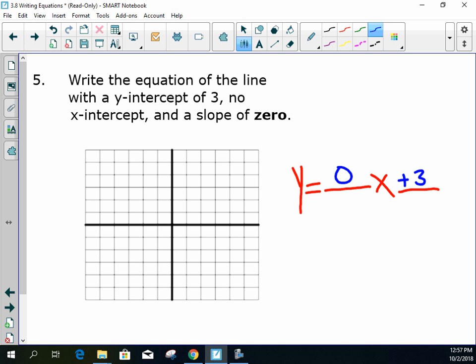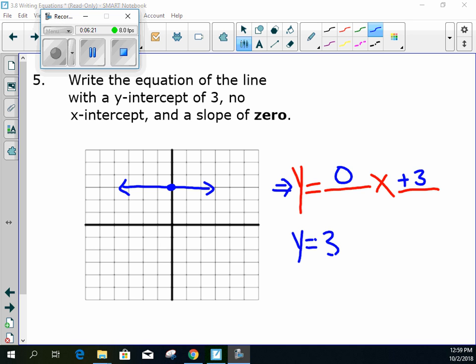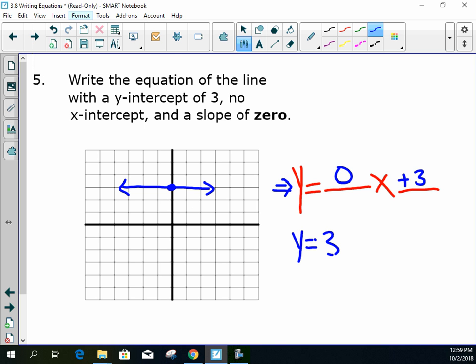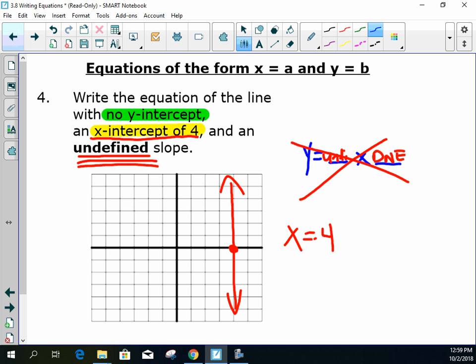But wait a minute, what's 0 times x? 0. What's 0 plus 3? So I will accept this one right here. I will accept that. But y equals 3 is the simplified version. Here's 3. There's your horizontal line. When you have a horizontal line, you have a slope of 0. Okay, so slope of 0, horizontal line. Undefined slope, vertical.